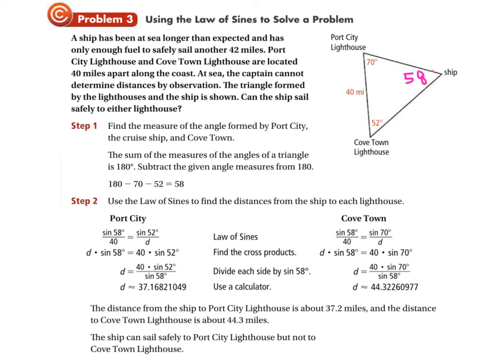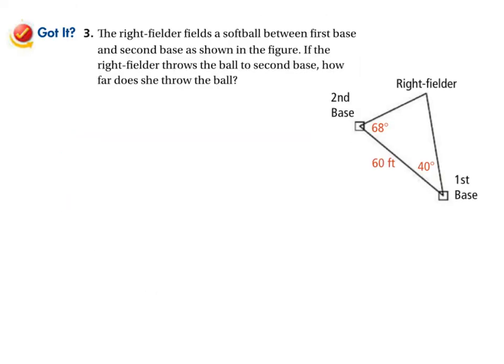Let's do the got it problem. So this is a baseball problem. The right fielder fields a softball between first base and second base, as shown here. Here's the right fielder. Here's first base and second base. You can imagine the diamond going here, right? Home plate, first base, second base, third base, home. Okay, so the right fielder's over here. Fields the softball. If the right fielder throws the ball to second base, how far does she throw the ball? What is this length right here? We've got this angle of 40 and this right here.